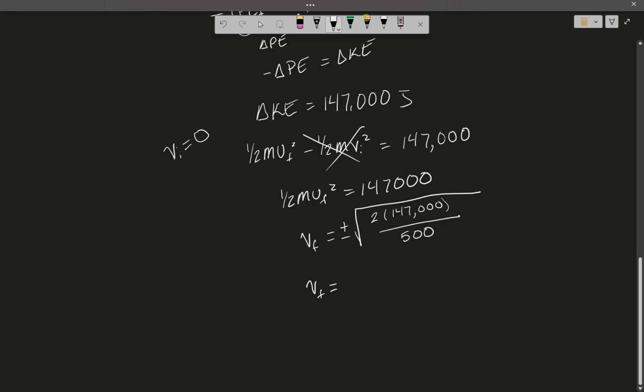Now I have to decide whether I want a plus or a minus for my final velocity. Because I know that this object is going to be falling, I'm going to have a negative final velocity because that negative tells us what direction this object is moving. So if I punch this in a calculator, I get 24.25 meters per second, and that's my solution to this problem.